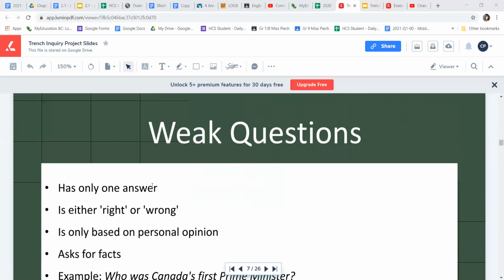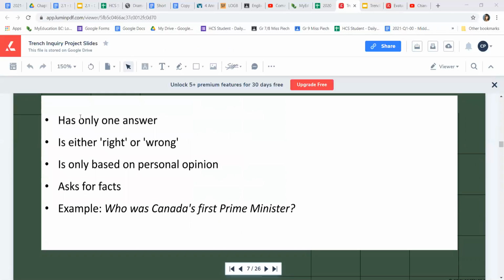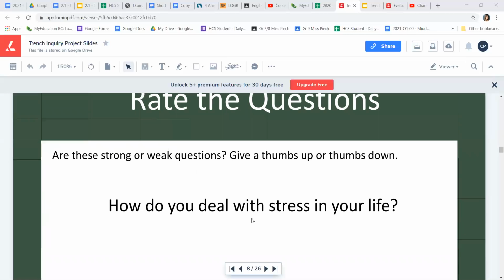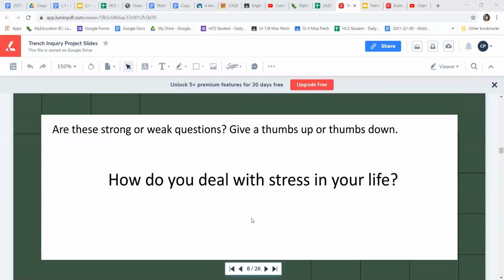And what will happen, again, also obviously weak questions based on personal opinion alone. You're only looking for a certain answer, right or wrong, that type of idea. You'll obviously see the different examples here. Now, we have some questions here. You can even just think about this, if it is a strong or a weak question. So if it's a strong question, that'd be like the idea of giving it a thumbs up. Weak question, giving it a thumbs down.